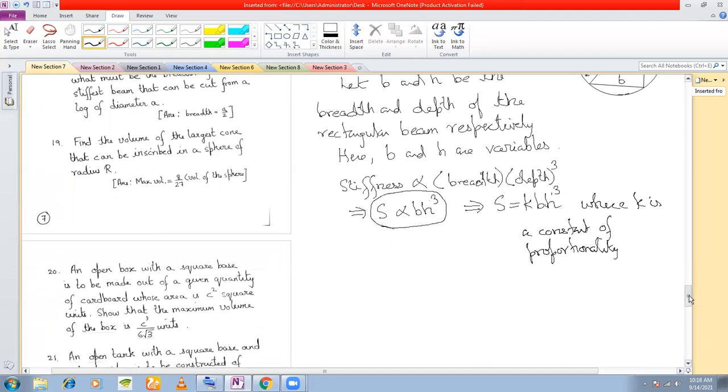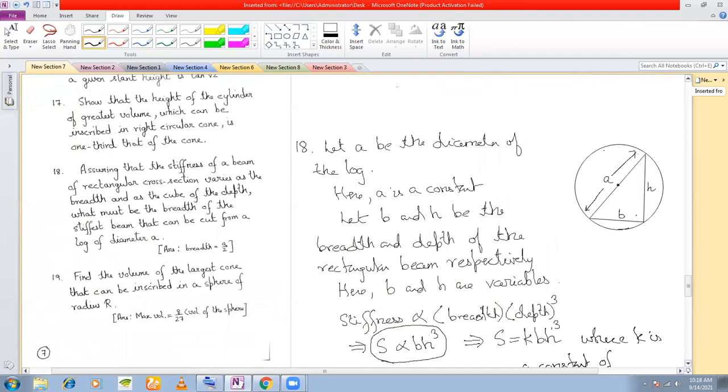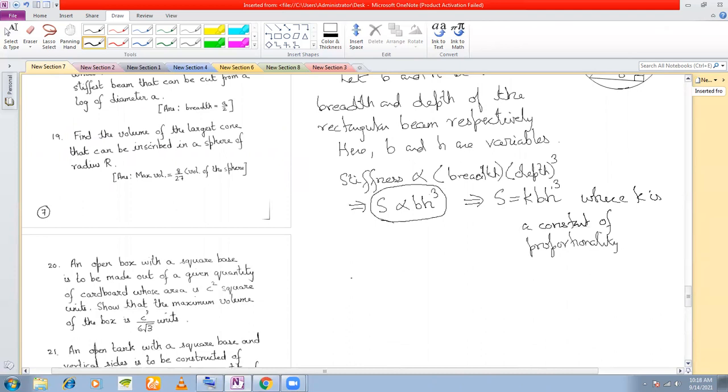Okay. So K is called the constant of proportionality. Now, if you see, this is a right angle triangle here. And in this right angle triangle, what is the relation between A, B and H? A square is equal to B square plus H square. Okay. So let us call this 1. B and H are both variables. This relation will actually help us transform the actual function into a single variable.